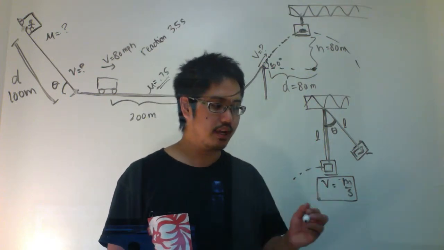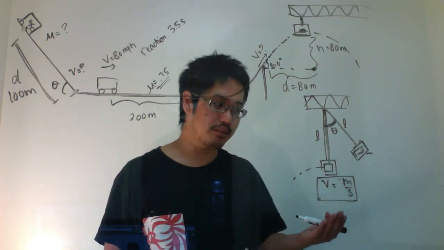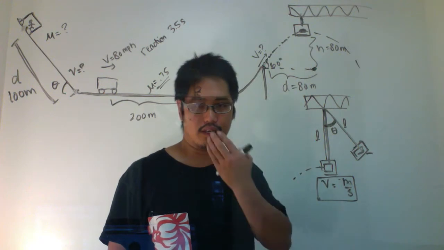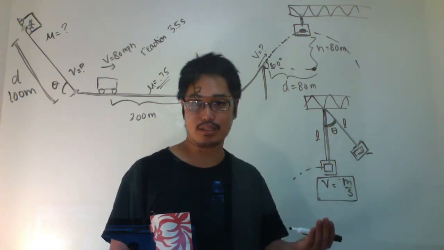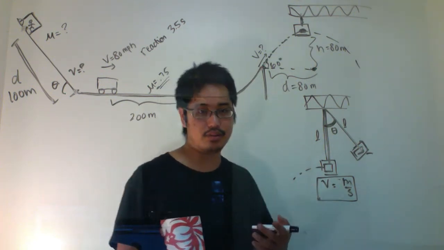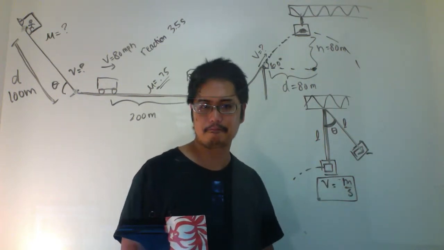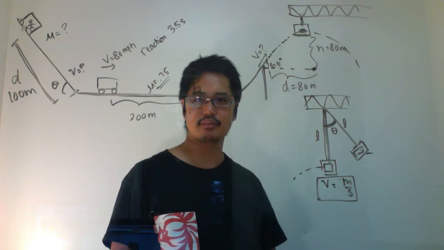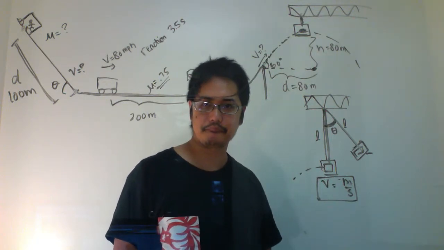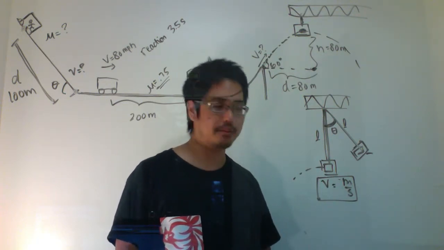So instead of asking you to calculate how fast the thing moves after it crashes into the crate, I tell you what the answer is. And this time I told you it's about 21 meters per second or something like that. Does that make sense to you? All right.